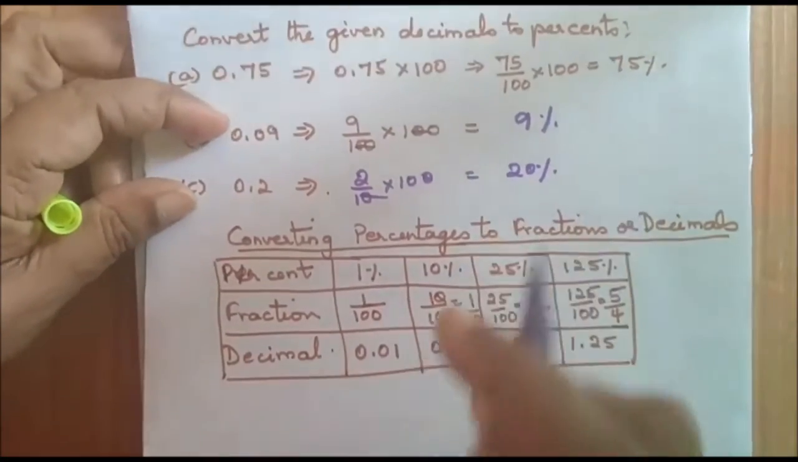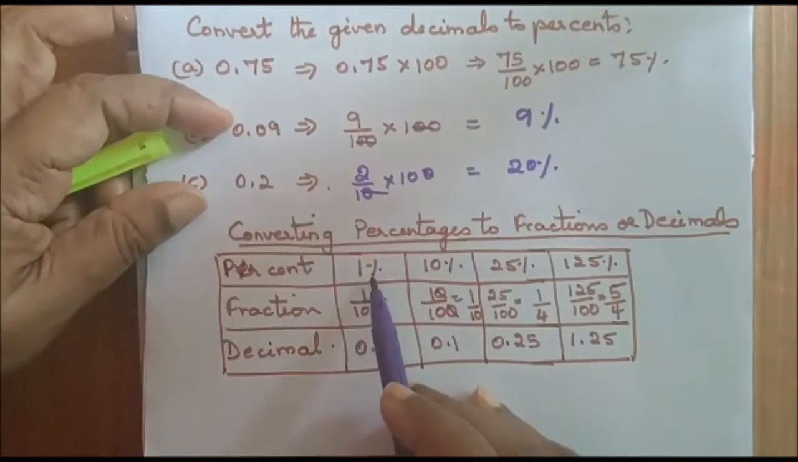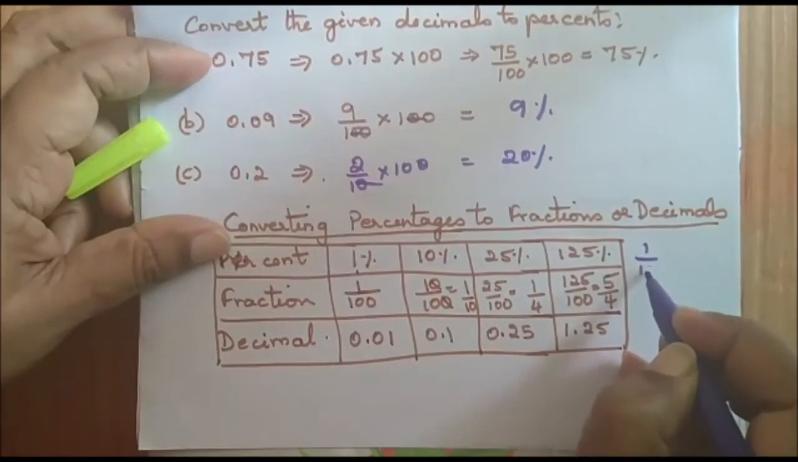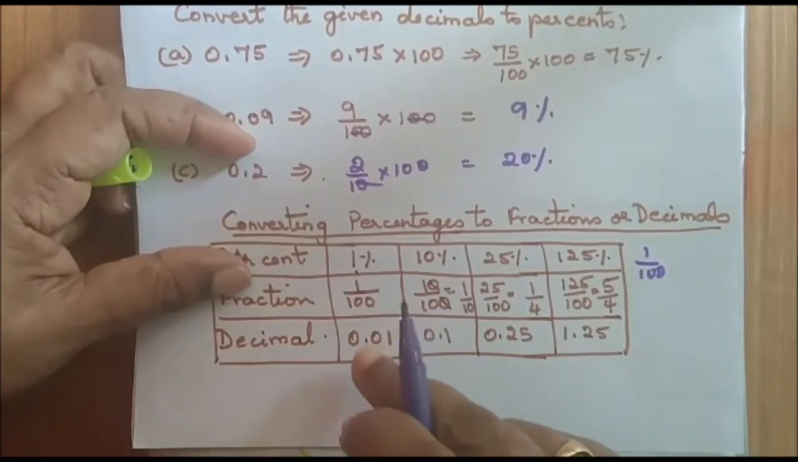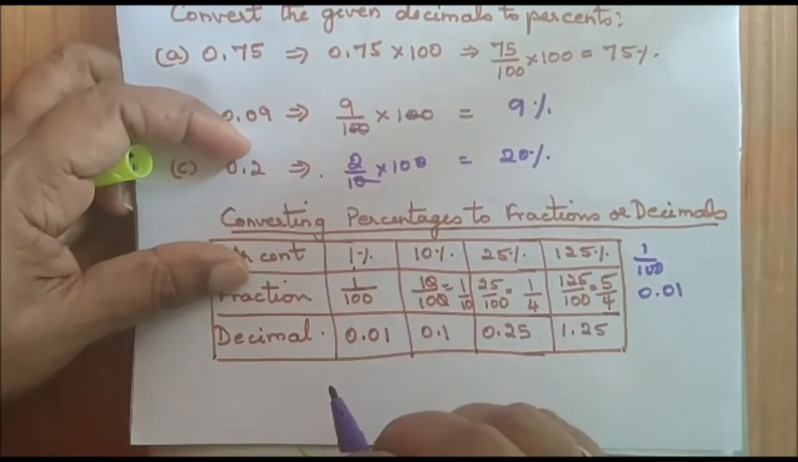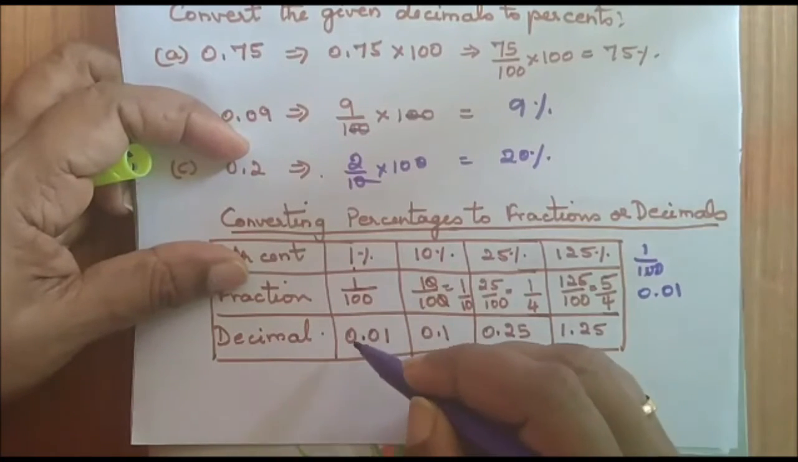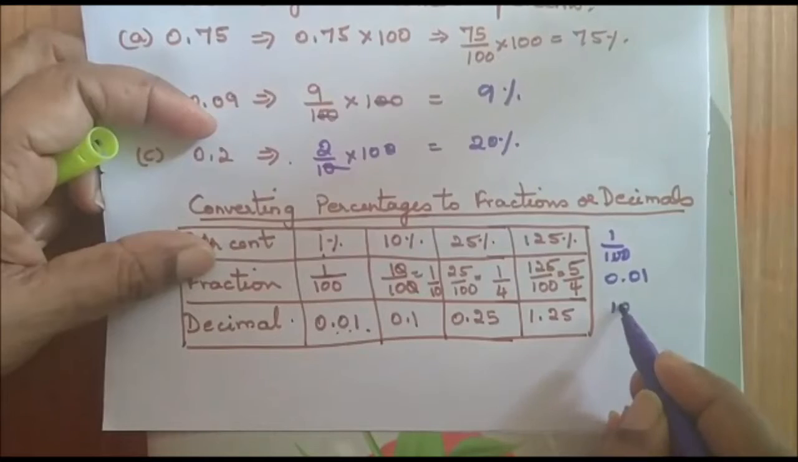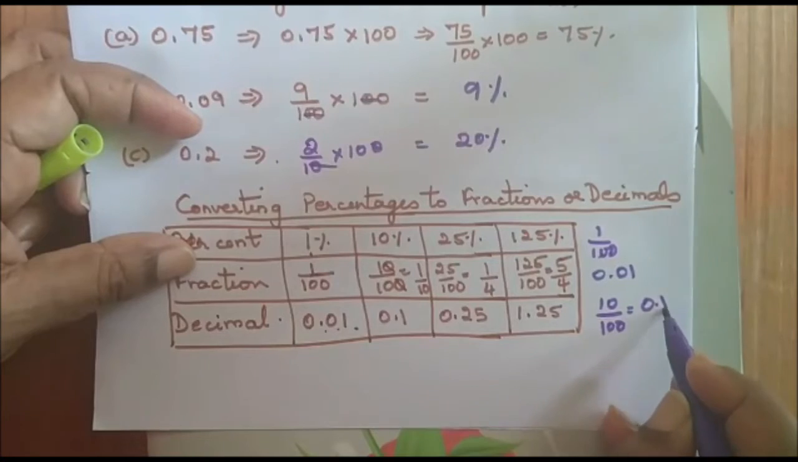Now we will see the next one, converting percentages to fractions or decimals. I have been given 1%. Now 1% is 1 by 100, isn't it? So that is the fraction. Now when I write it in decimal, it is 0.01, because there are two zeros, the decimal point will come after two places. Now I'll take 10%. 10 by 100 is the fraction, and in decimal it is 0.1.